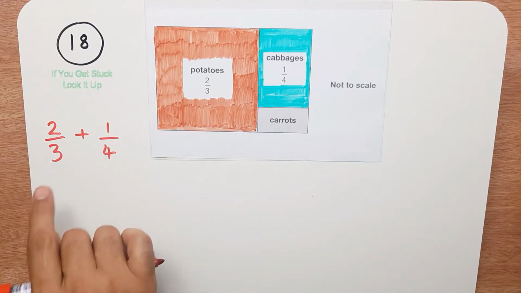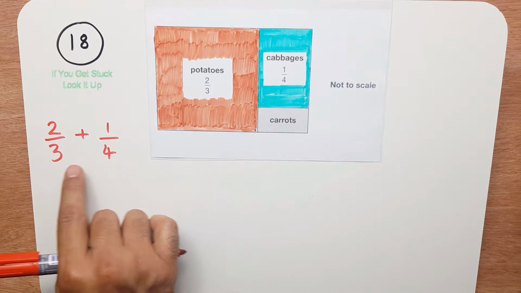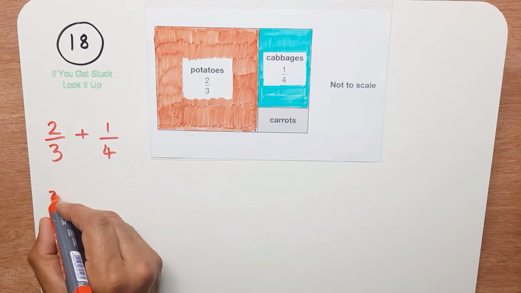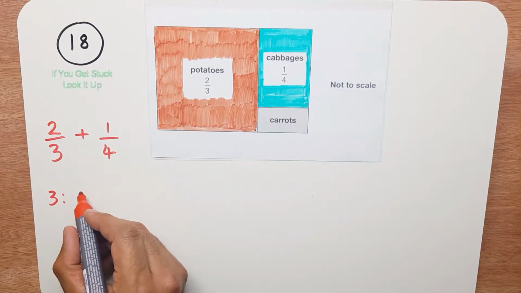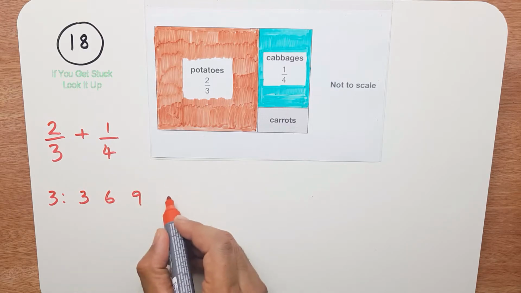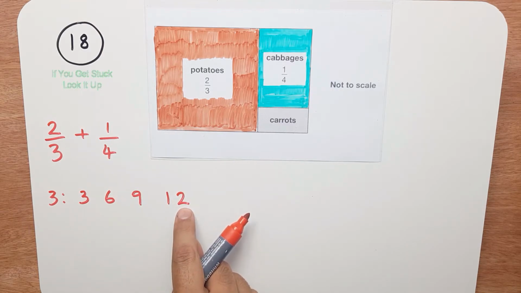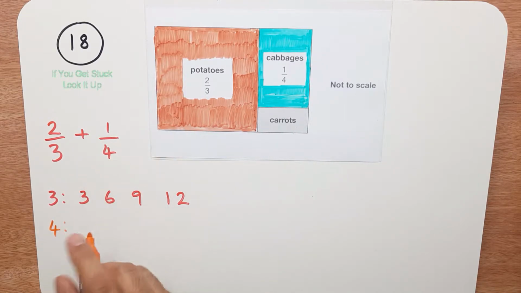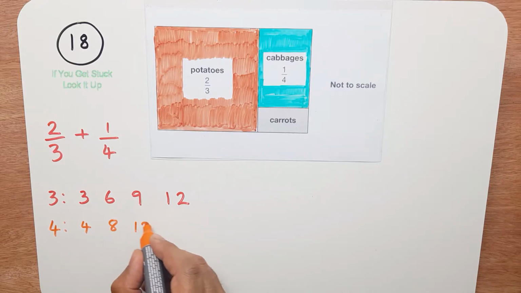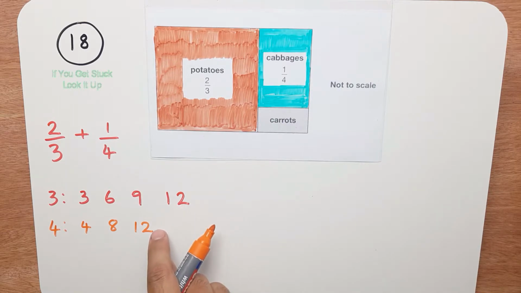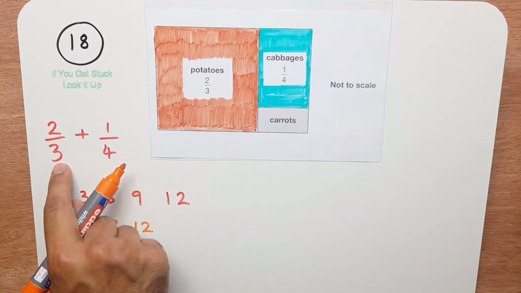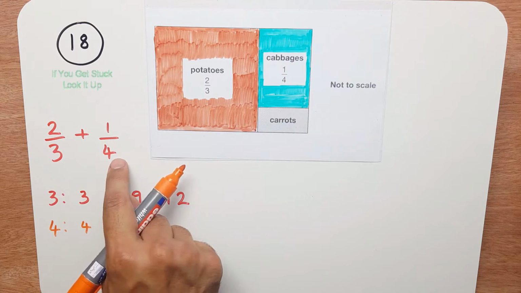What I'm going to do is try to make the denominators, those are the bottom numbers, the same. So I'm going to do my 3 times table first. 3, 6, 9, 12. I know I can stop there. What I'll do is I'll do my 4 times table now. 4, 8, 12. I can stop there. So I know the number 12 is in both times tables.